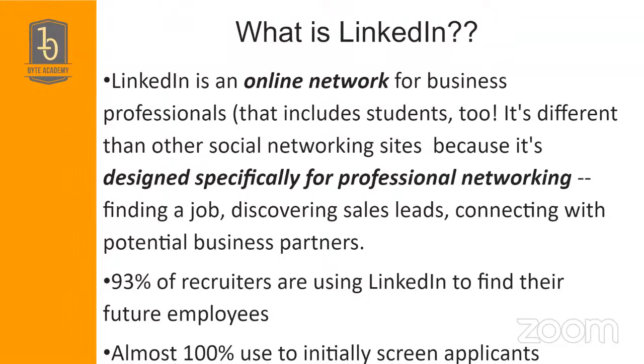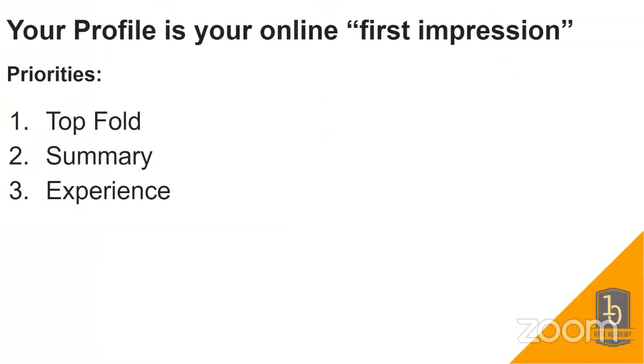Moving to the next point, your profile is your online first impression. It includes three priorities: top fold, summary, and experiences. The top fold is basically your headline. What should you write to introduce yourself? Suppose I am a senior HR executive. On the top fold, I'll write that I am a senior HR executive, my company name, and if you want, some highlighted things from your resume. Suppose you have done engineering from one of the reputed IITs, or your MBA from one of the reputed IIMs. In that case, you can also include your college name. That comes under the top fold.